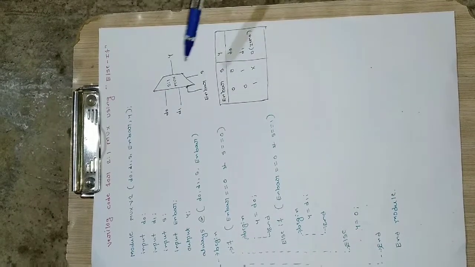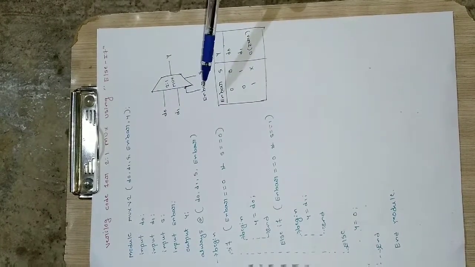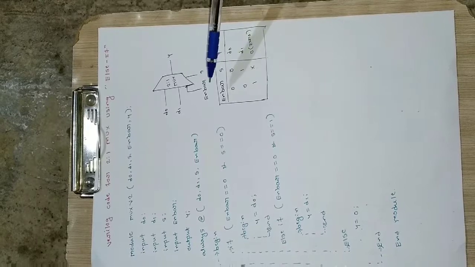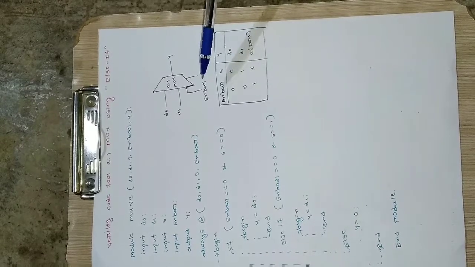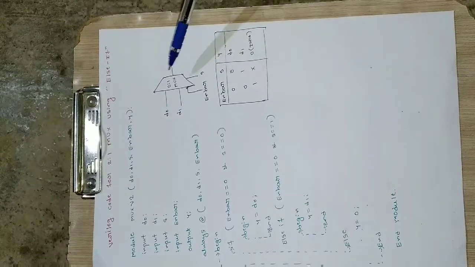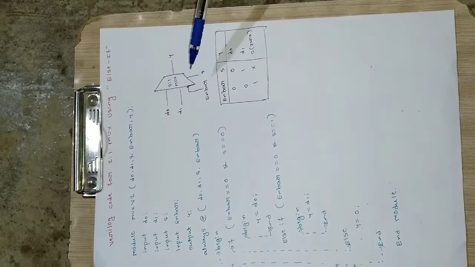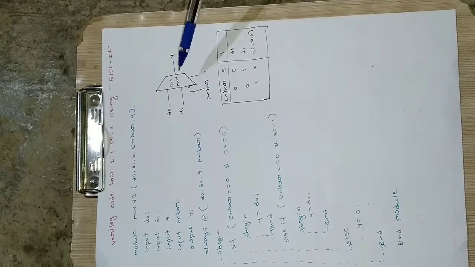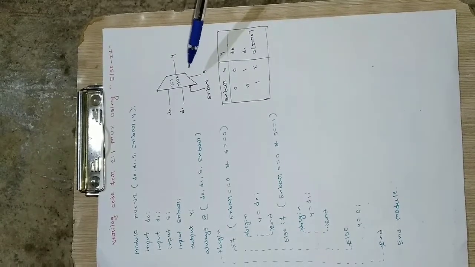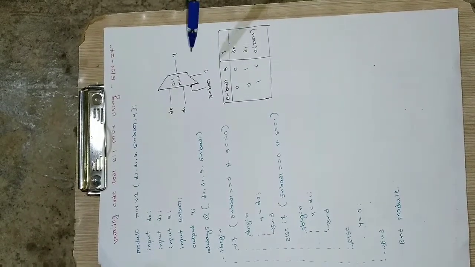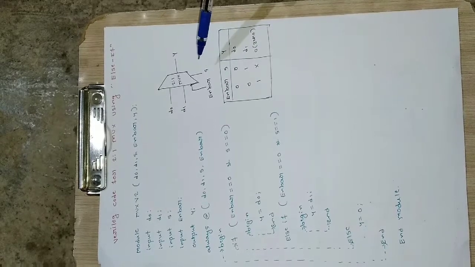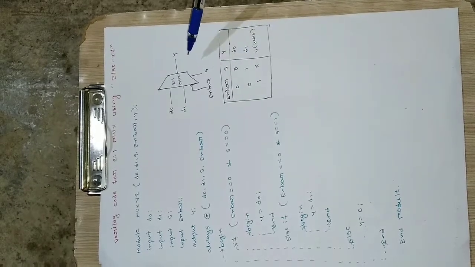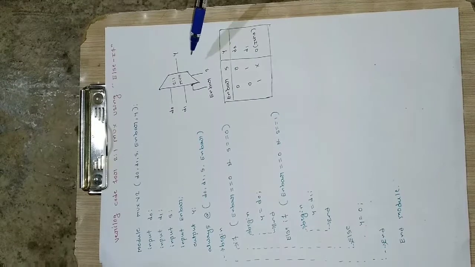So here the enable bar is the active low pin. So if enable bar value is equal to 0, at that time the MUX will be operational, and if the enable bar value is equal to 1, at that time it will be in the inactive state. So that's the meaning of active low. So at 0 the MUX will be on, and if it is 1 the MUX will be off.